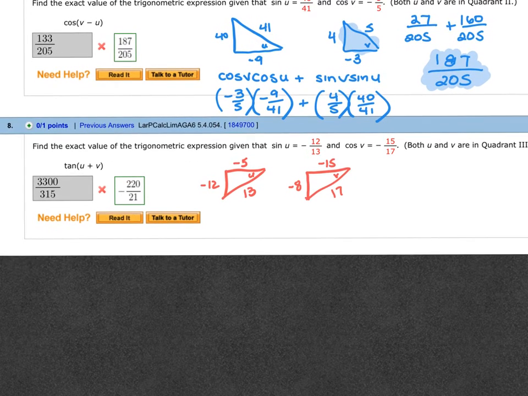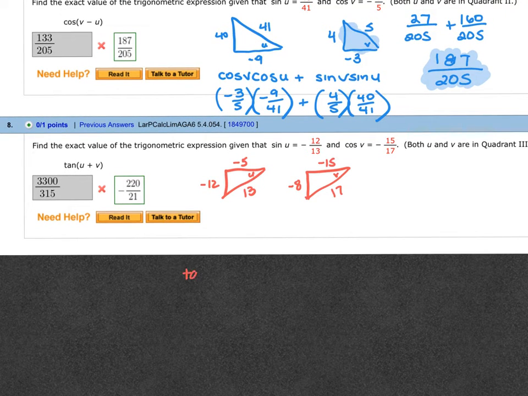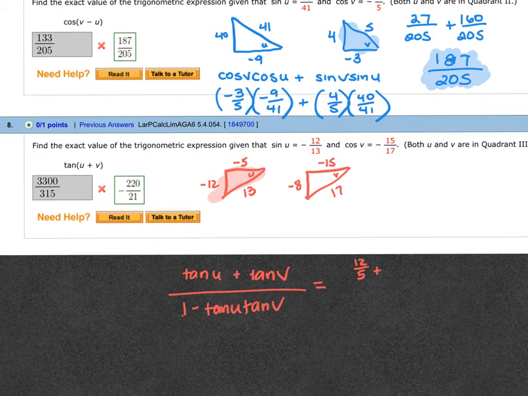And then it's tangent, so it'd be tangent of the first plus tangent of the second over 1 minus tangent of the first times tangent of the second. Tangent of the first, which is the u, would be 12/5, plus tangent of the second one, 8/15, because they're both positive, over 1 minus 12/5 times 8/15.